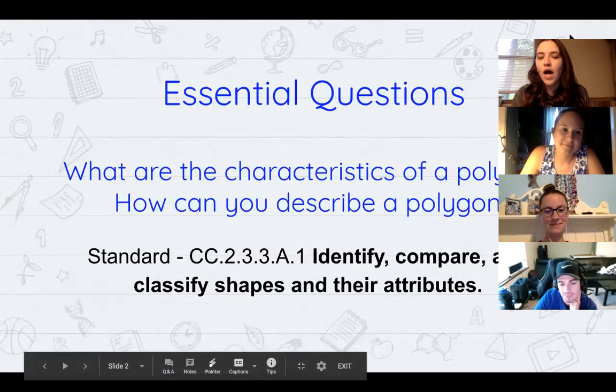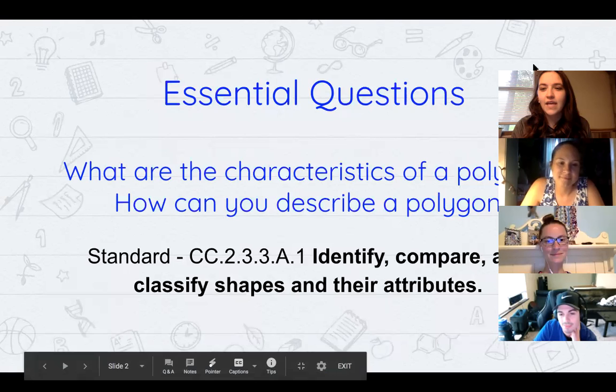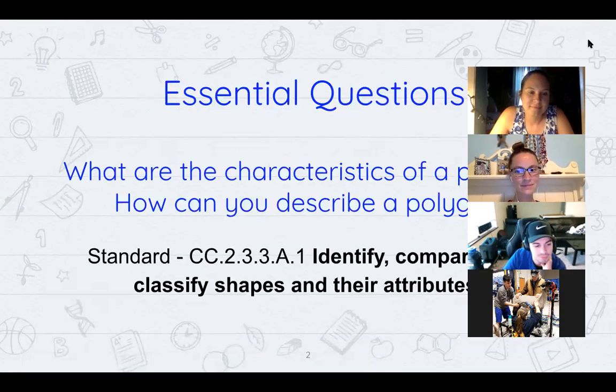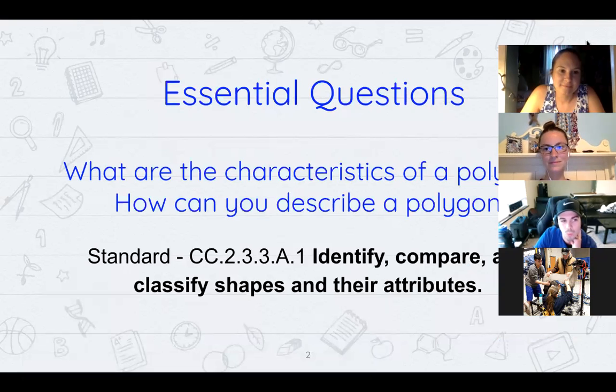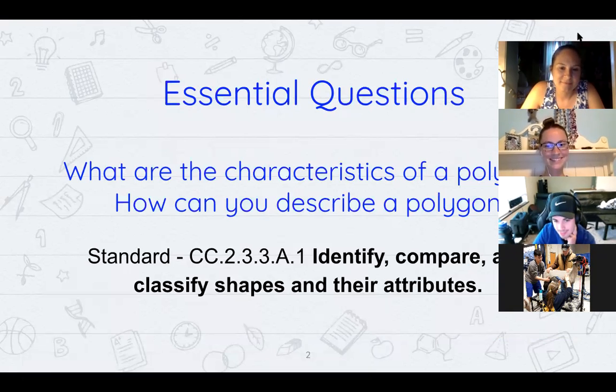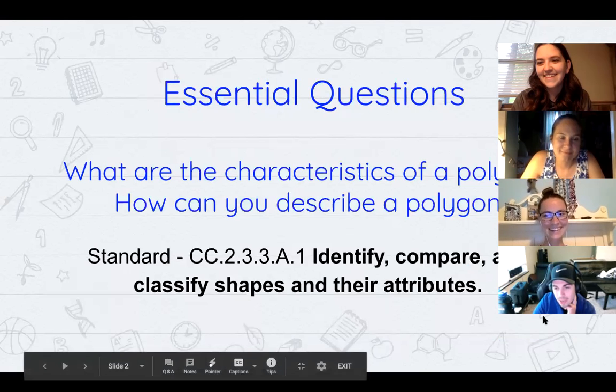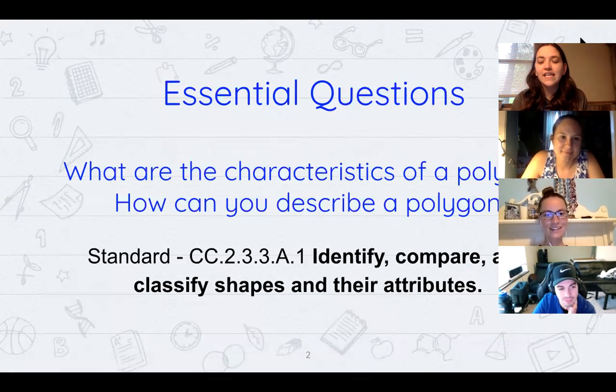So here I'm going to pull up our essential questions. Can anyone read those for me? Tyler, how about you read those for us? What are the characteristics of a polygon? Good job. How can you describe a polygon? All right, so great. Today we're going to learn the characteristics and how we can describe a polygon.